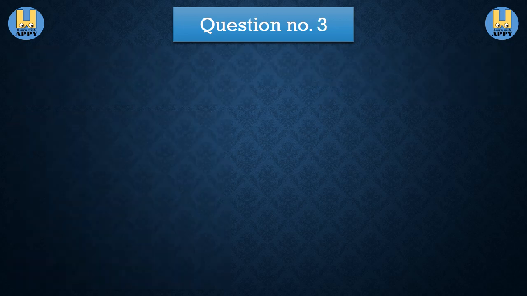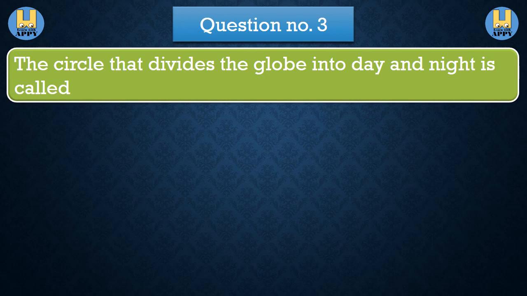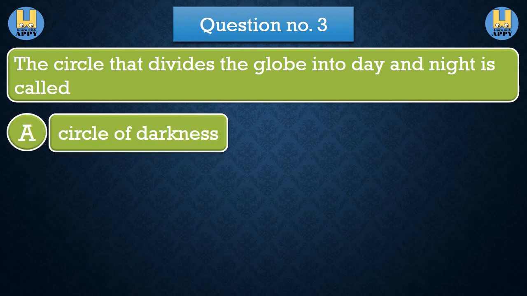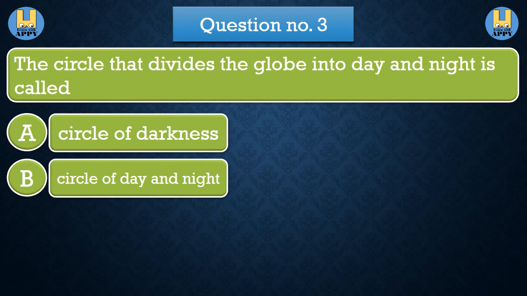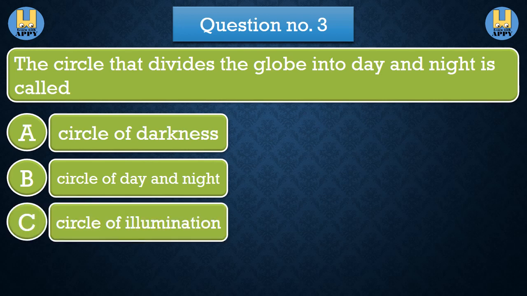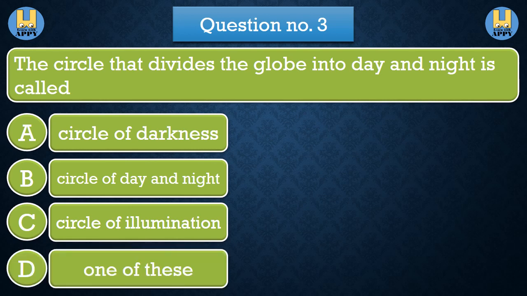Question number 3. The circle that divides the globe into day and night is called: Option A, circle of darkness. Option B, circle of day and night. Option C, circle of illumination. Option D, none of these.